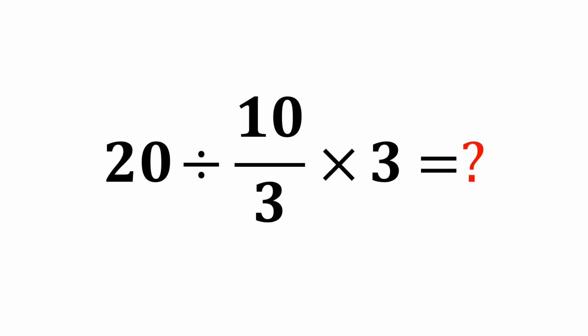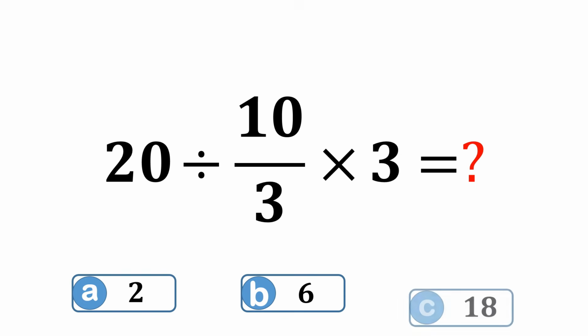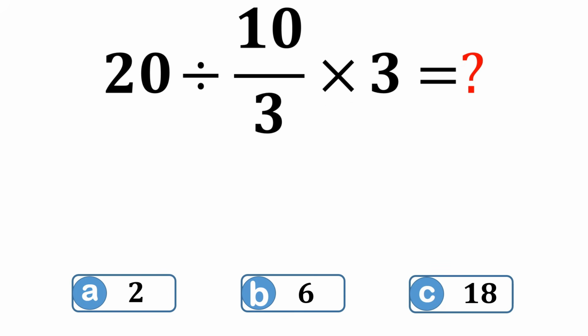Take a close look at this problem. 20 divided by 10/3 multiplied by 3. What do you think the answer is? Is it 2, 6, or 18? I'll give you 3 seconds to decide. 3, 2, 1. Time's up.